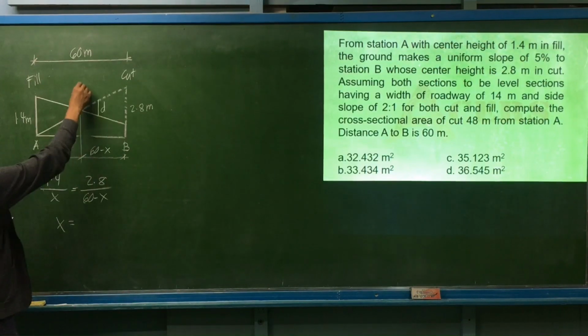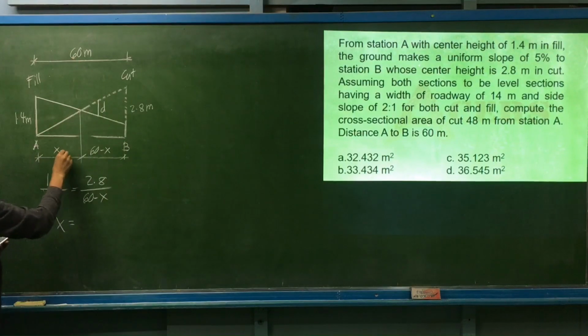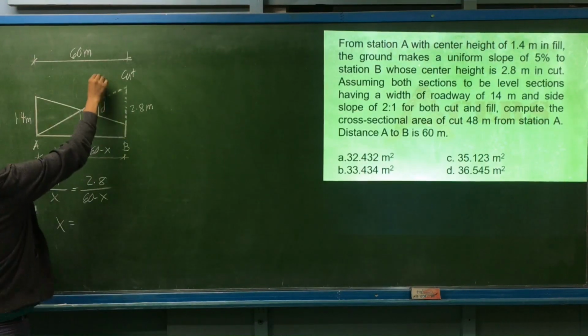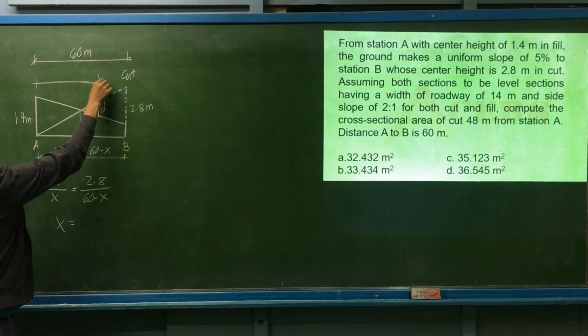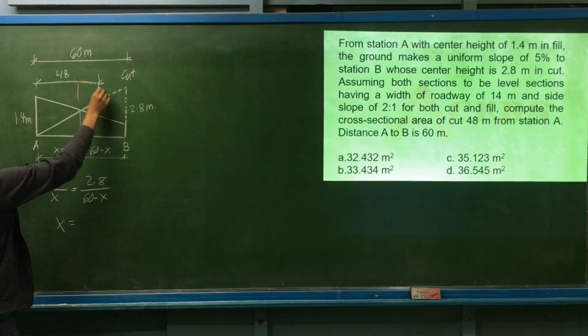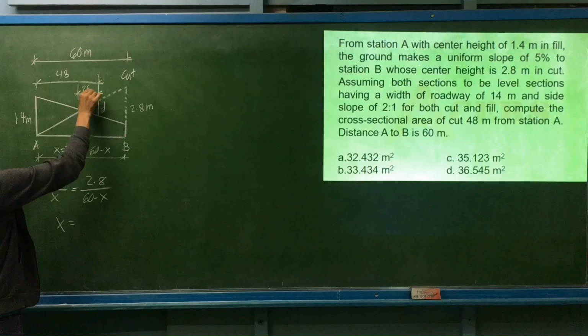Okay, based on what we got, this is only equal to 20 meters. So 20 meters, and the needed distance here is 48. So which means, it's fairly obvious, the distance is 48 minus 20, this is 28.